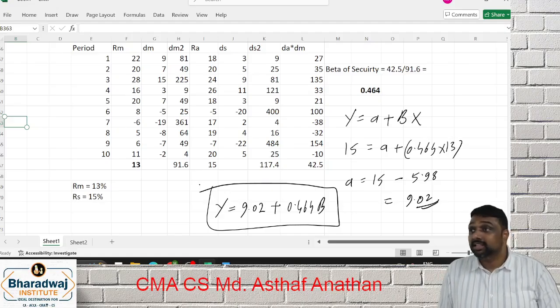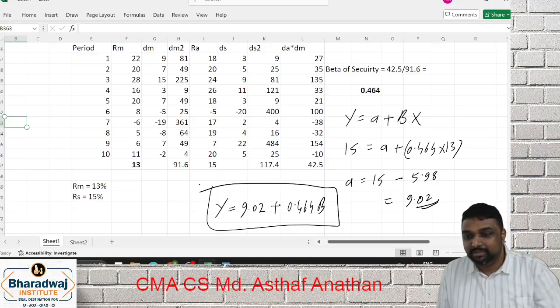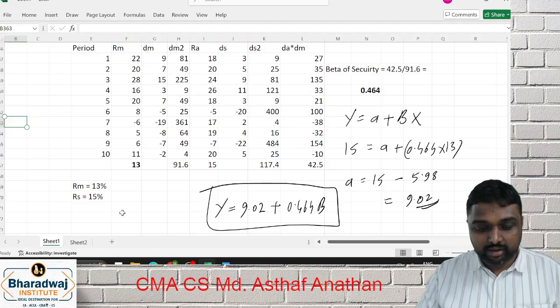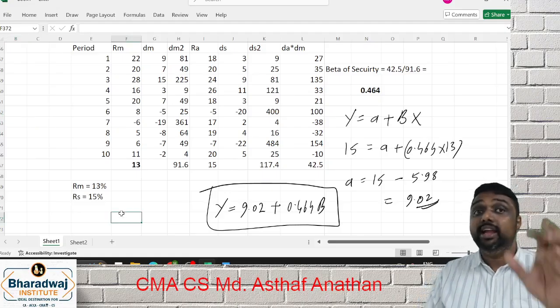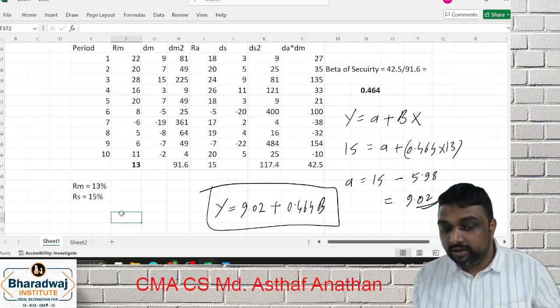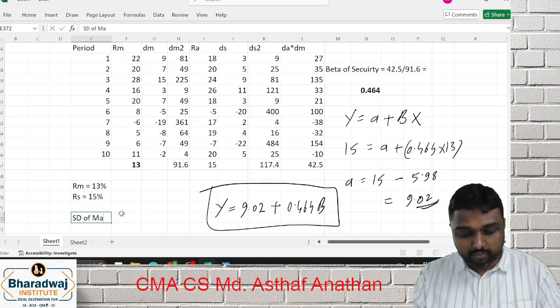Now they are asking about systematic and unsystematic risk. We have one question covering everything. We know the standard deviation of the market. Already we did one variance approach, now we'll do one standard deviation approach. So we'll go for the standard deviation of the market.